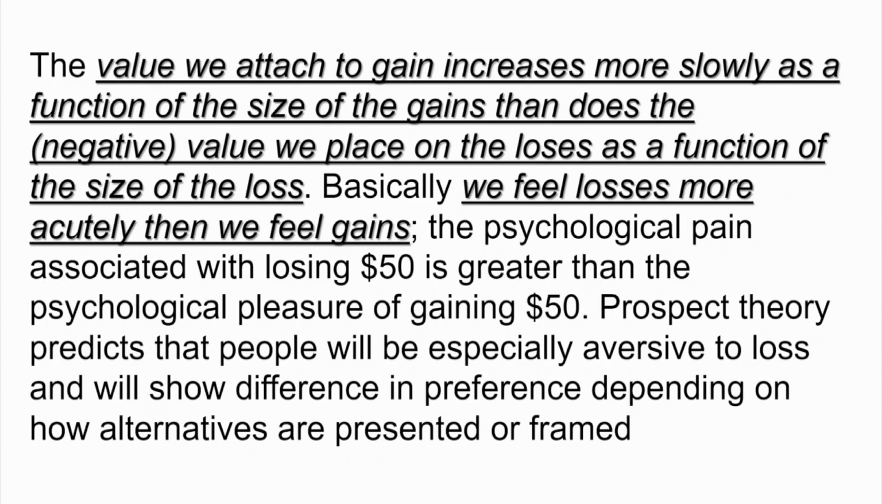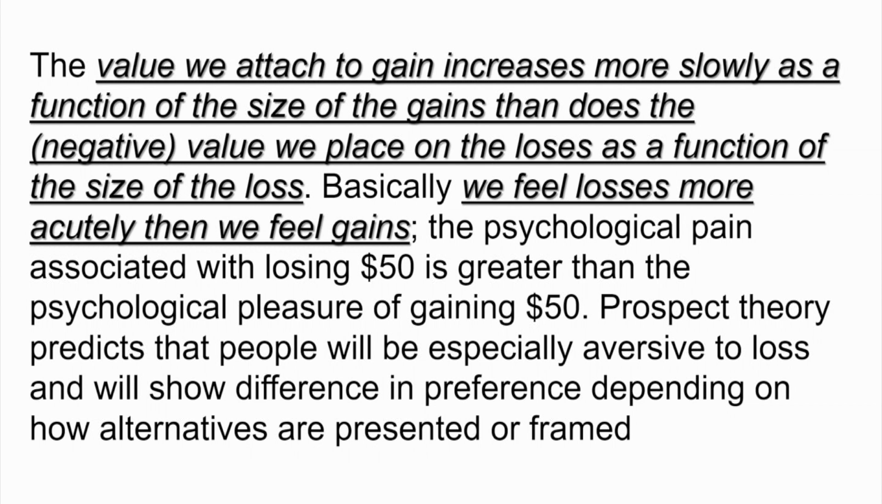But prospect theory says that if 50 rupees is lost, we feel more sad and we do not want to spend more money out of it, but if we gain 50 rupees, we are not that happy. So this is the invariance, or this is the kind of difference which is there. Now, prospect theory predicts that people will be especially averse to losses and will show differences in preference depending on how alternatives are presented or framed.